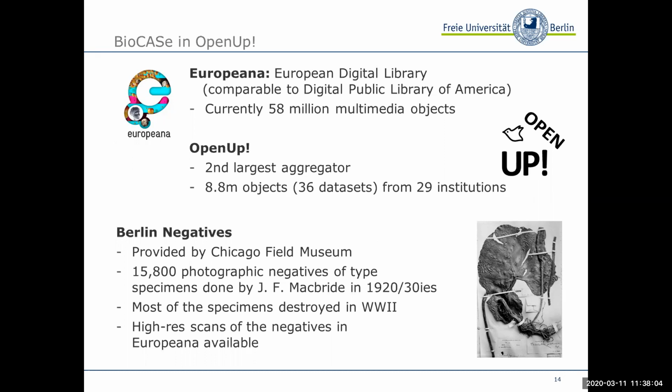And then in World War II, the Berlin Herbarium was largely destroyed, apart from a few specimens that had been relocated before. And so many of those types have been destroyed. And well, the photographs are all that exists now of these types. And thanks to the Chicago Field Museum, these high-res scans of the types are available in Europeana now.